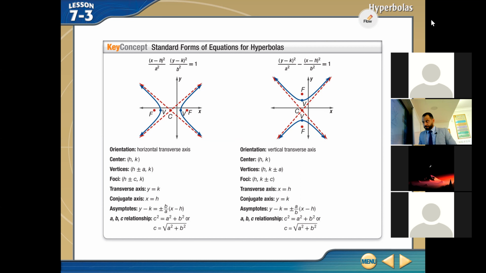Okay, Hussein, you didn't get that? You don't get it until now? Okay, so the transverse axis in the first graph is y equals k. The value of k is the value of the second coordinate of the center. For example, if I say this k is 2, and this is 3.